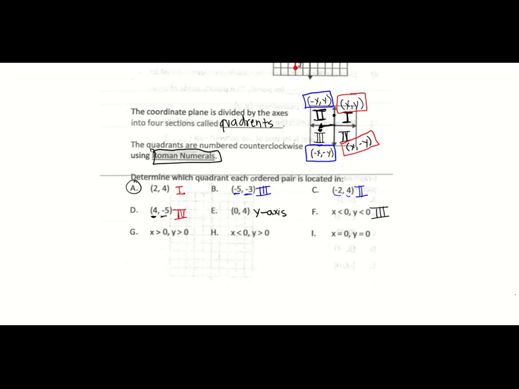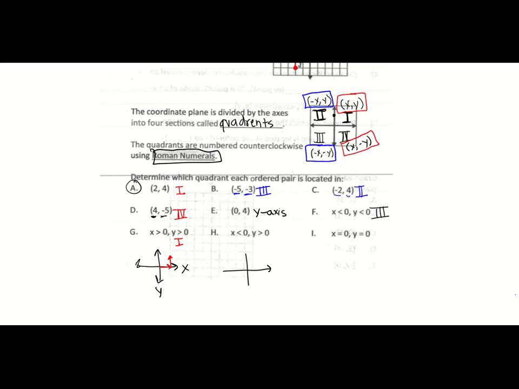Okay, I'm just going to erase these arrows here. And then G, my x is greater than 0 this time. So I'm just going to draw this one here. These are my x and my y-axis. My x is greater than 0, so I'm going this way. And my y is greater than 0, so I'm going this way. That brings me to quadrant 1.